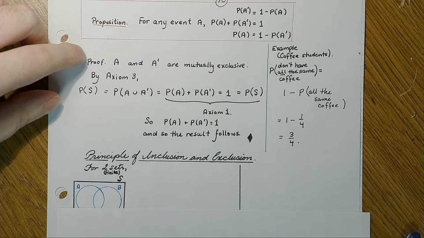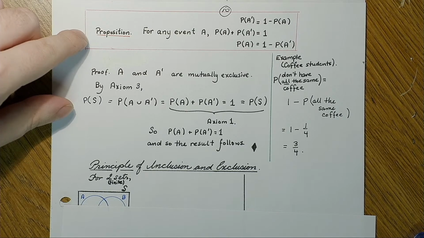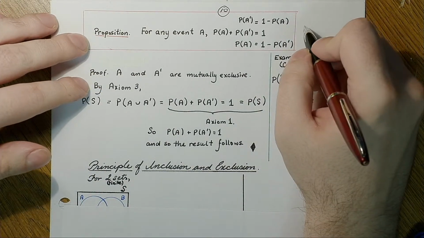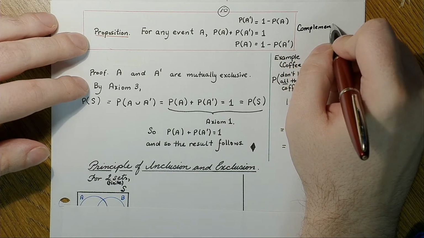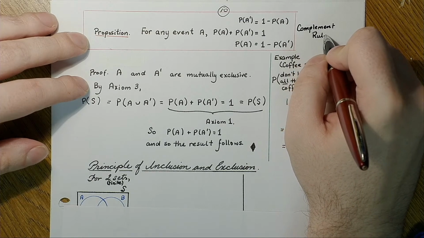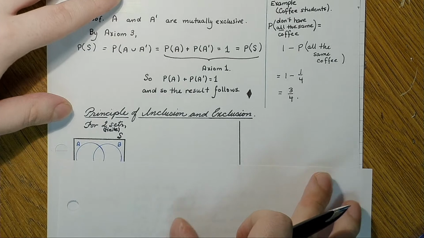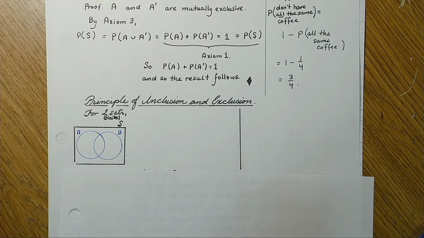So we talked about this proposition, which is what we'll call the complement rule. That's kind of where the last thing that we had talked about. So here's the complement rule. And we ran out of time. So next we're going to talk about what we call the principle of inclusion and exclusion.